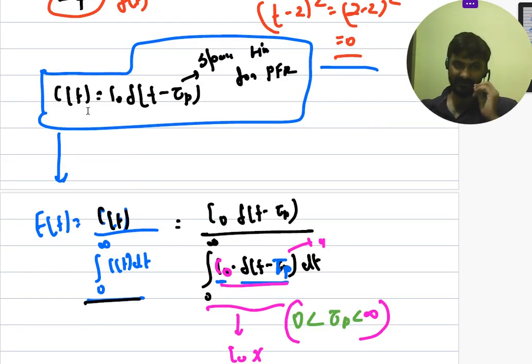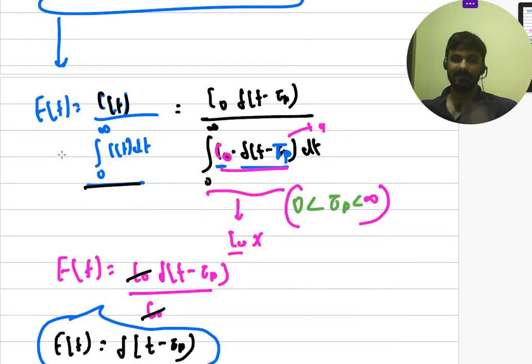So here you can see that C(t) equals C naught delta t minus tau p, where tau p is the space time for the plug flow reactor. Now when we talk about E(t), the exit distribution function, that is C(t) divided by the integral from 0 to infinity of C(t) dt. So that will be equal to C naught delta t minus tau p divided by the integral from 0 to infinity of C naught delta t minus tau p. Here I have told you that tau p will lie between 0 and infinity, so the area under this curve will be equal to 1.